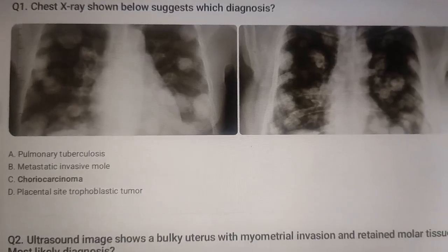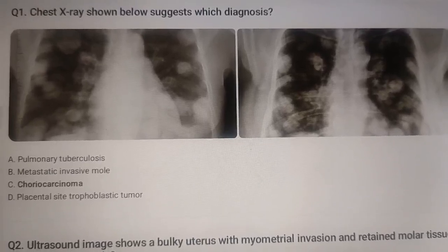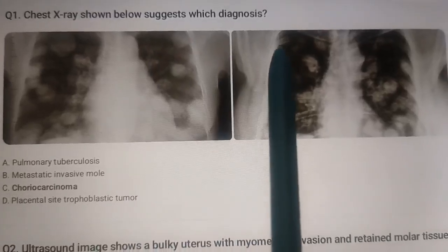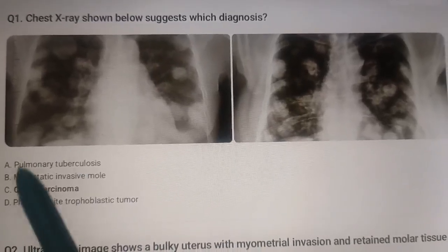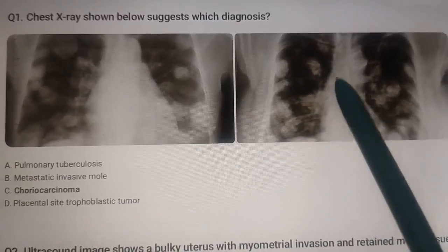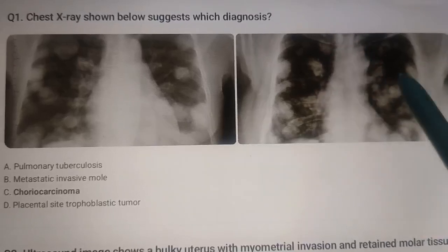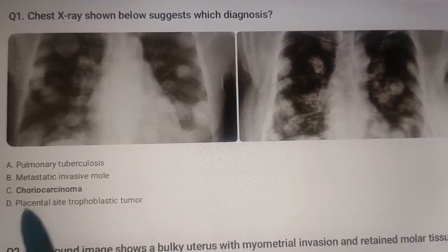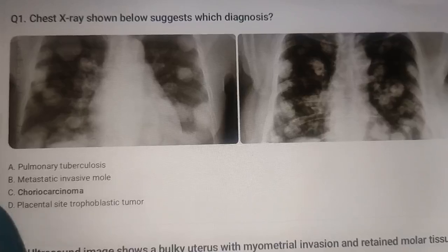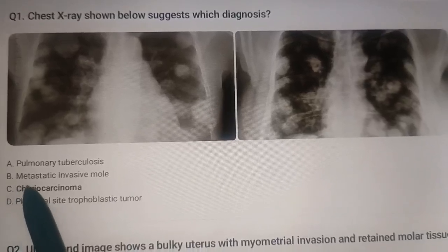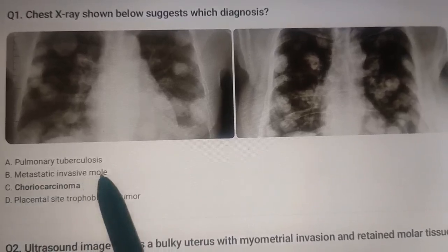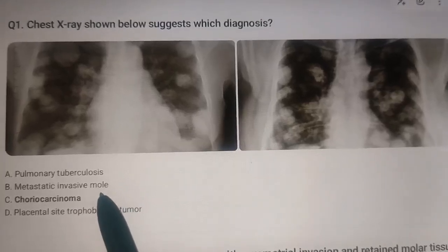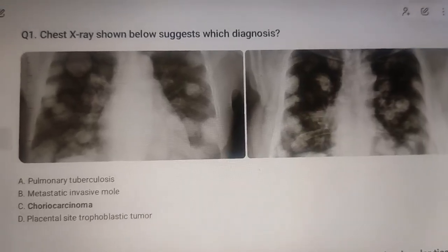Now we study some images by doing MCQs. So first MCQ is chest X-ray shown below, suggest which diagnosis. In the X-ray it is shown the cannonball metastasis in the lungs. It is stage 3. So the answer is choriocarcinoma. The second option is metastatic invasive mole, but it is not, because it is locally invasive. It doesn't spread to lungs.